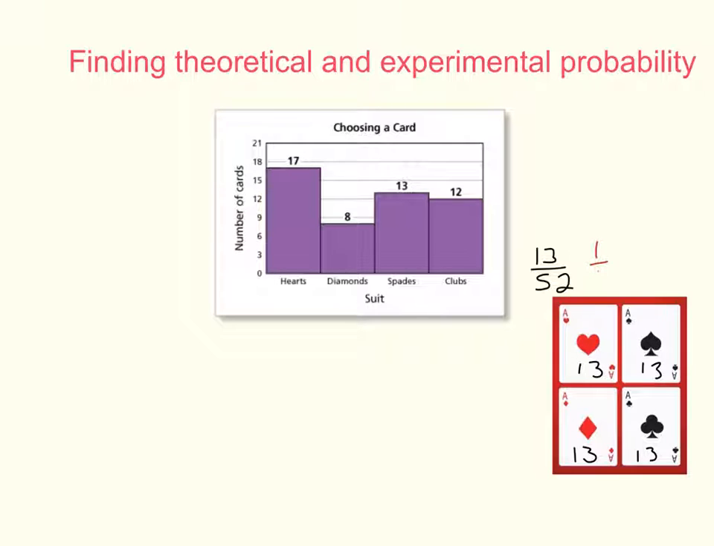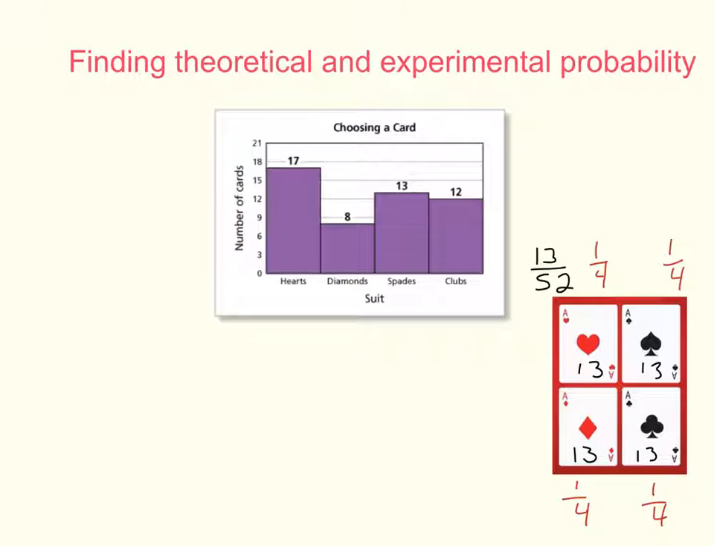So another way to look at that would be probability, the theoretical probability, or in theory, would be 1 out of 4. And that's going to be the same for each one of these because there's 13 cards of each suit out of 52. So the theoretical probability of drawing any specific suit would be 1 out of 4, or 13 out of 52.